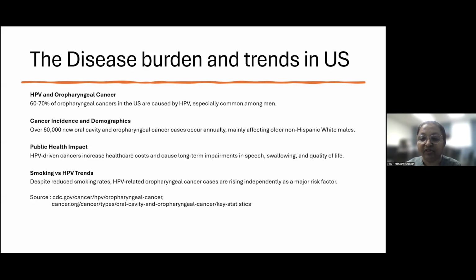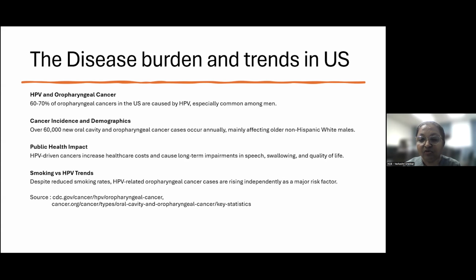According to recent projections, more than 60,000 new cases of oral cavity and oropharyngeal cancers are diagnosed annually in the United States, with over 13,000 deaths each year. Incidence rates are more than twice as high in men compared to women, and the disease disproportionately affects non-Hispanic white males. The average age at diagnosis is in the mid-60s, although HPV positive disease often presents in somewhat younger patients than traditional head and neck cancers.